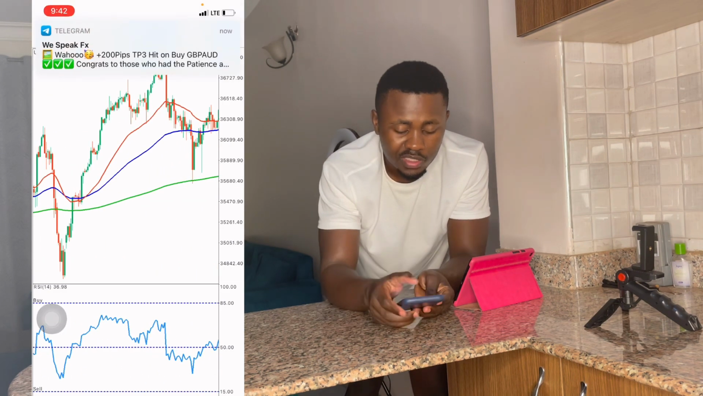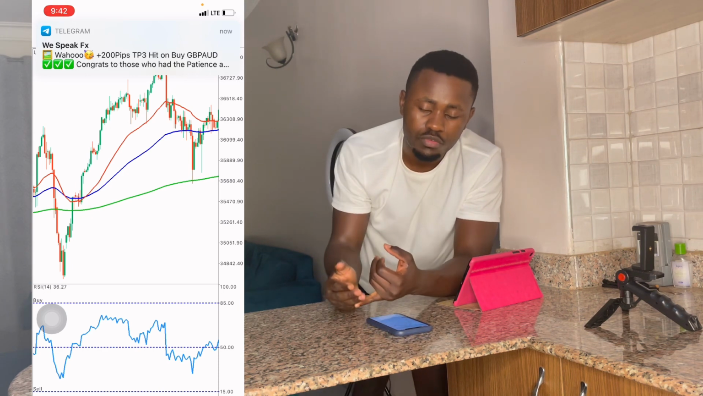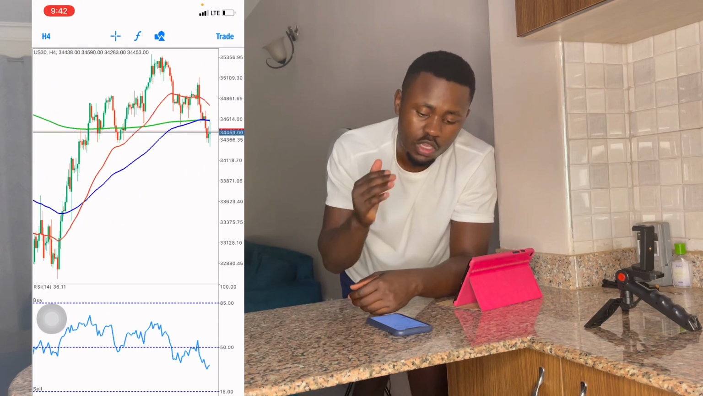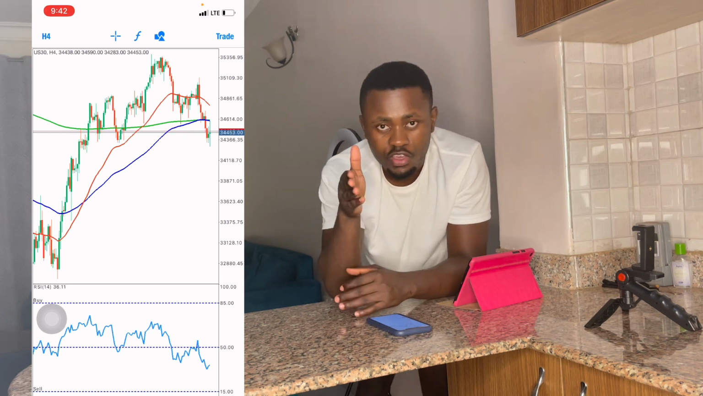So that is a very simple strategy, guys, that you can use just by using the smoothened moving average and the RSI. I'm going to leave the settings for the RSI and the settings for the moving average in the link below. So make sure to check them out and apply them to your trading, guys.